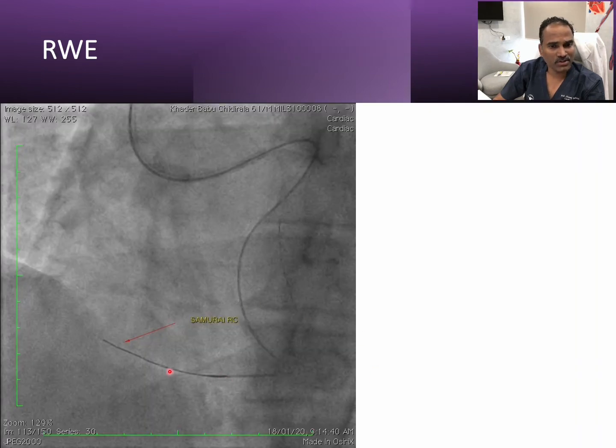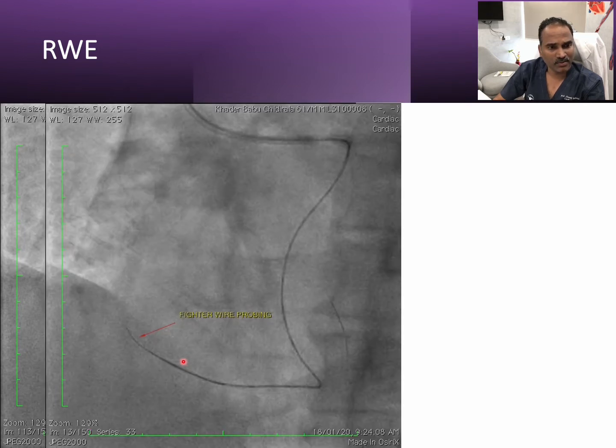So after the Corsair reached the PDA and distal RCA, we did a wire re-crossing with a Fighter wire. Wherever there is a long CTO with bends within the vessel, it's always better to use a Recce wire, either Fighter or Fielder XTR.